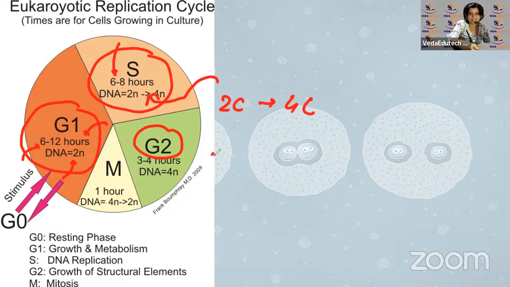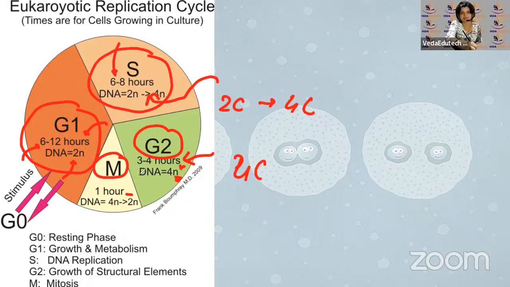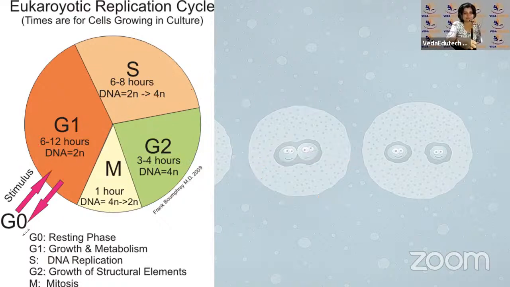In G2, less number of hours, right? Here the DNA content is 4C already. They have represented it with N, but I don't think this is correct because people might confuse it with the ploidy. Right? And in M phase what happens? This 4C gets divided into two cells. So both the cells have 2C, 2C. Right?